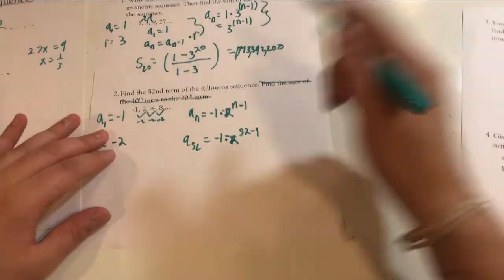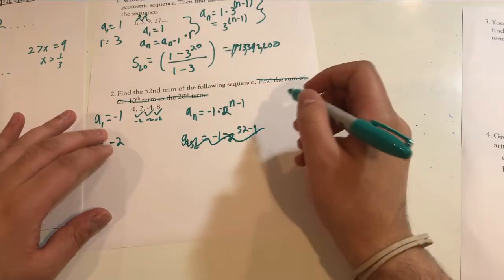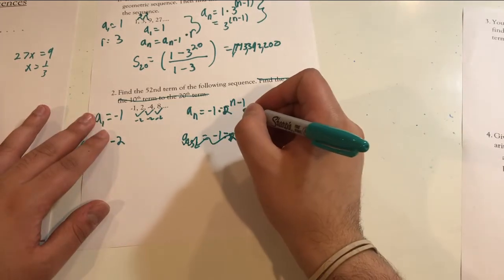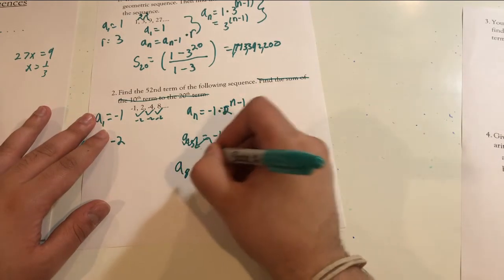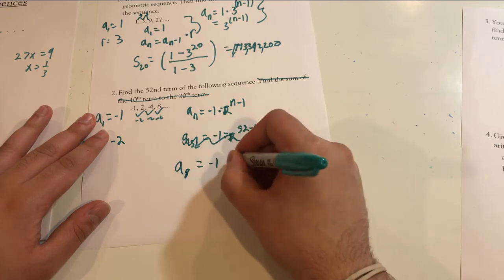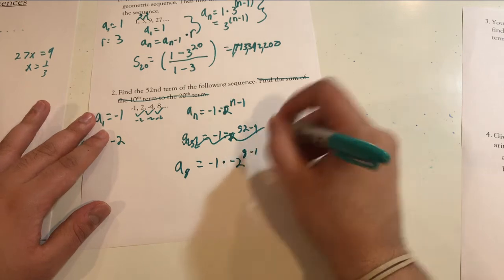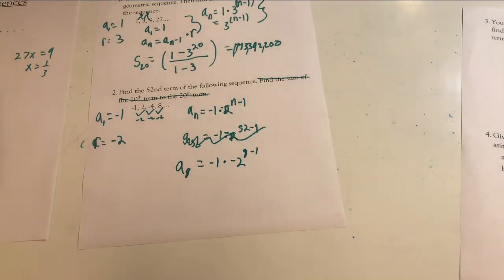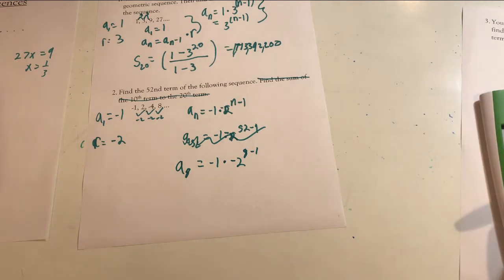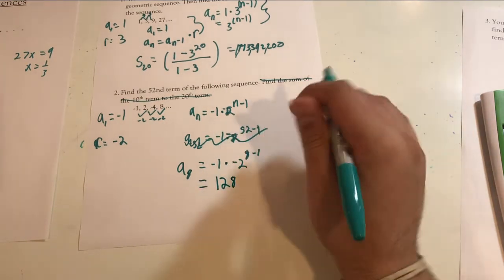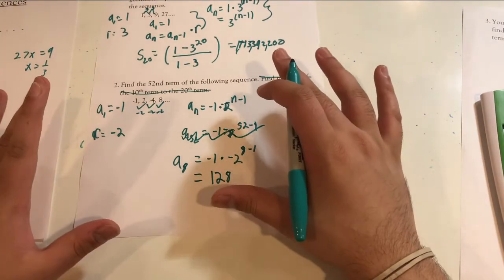Let's say instead of the 52nd term, we simply wanted the 8th term. So we'll do a of 8 is equal to -1 times -2 to the 8 minus 1. That's going to be a lot easier. And that gets us 128. All right, hopefully that made sense.